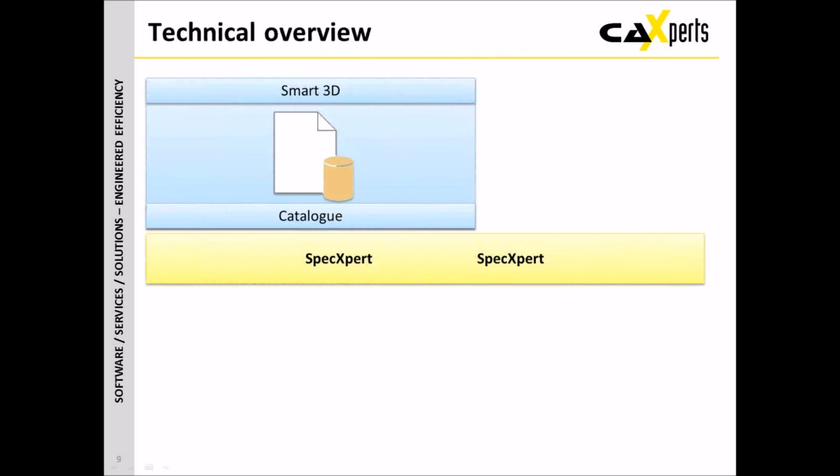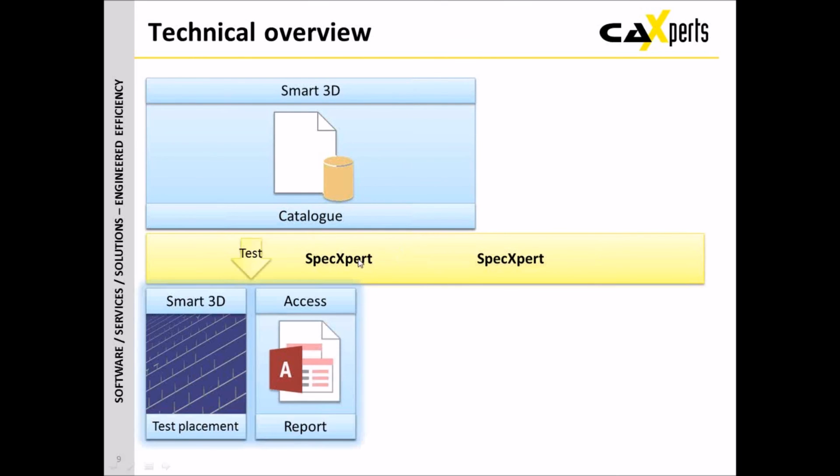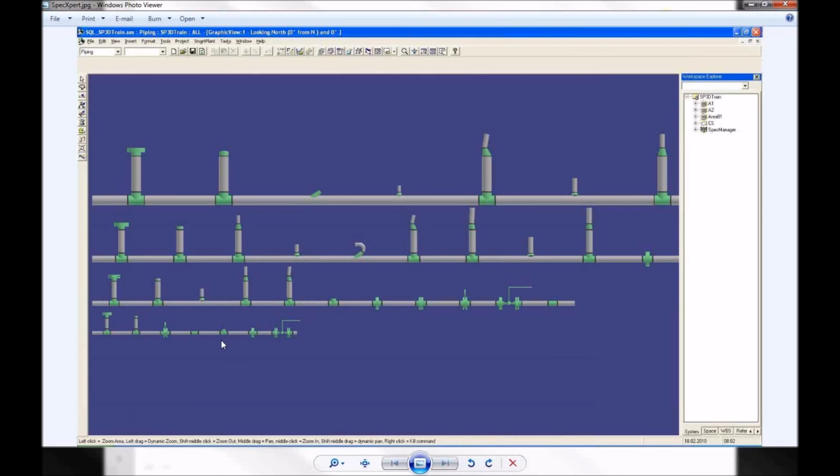So how it all fits together, if we've got Smart 3D in the catalog here and we've got Spec Expert, there are a number of functions. So the first one is testing. If we look at this, effectively we are placing the components individually through an automation capability. The first thing you'll see is it's basically placing those components within Smart 3D and it strings them together in each of the nominal bore sizes.